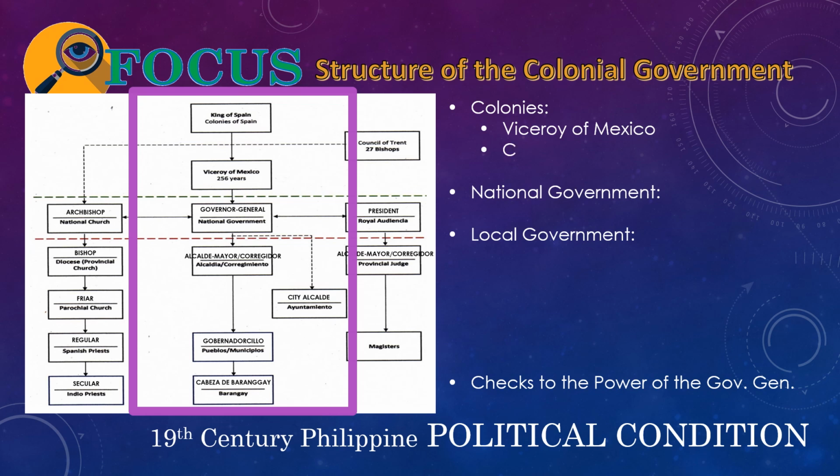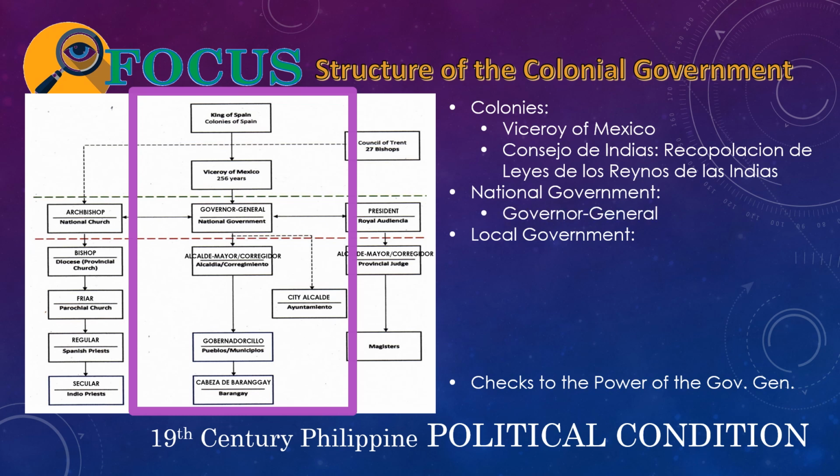They also have the Consejo de Indias, or the legislative body for the colonies, and in 1681 the Consejo was able to release the Recapitulación de Leyes de los Reinos de las Indias. This law guided the administration of the colonies of the Spanish Empire. The Consejo de Indias appoints the Governor-General in the colonies. The Governor-General is the highest Spanish leader in the colonies.